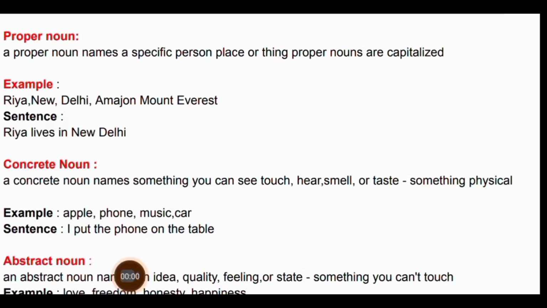Proper noun. A proper noun names a specific person, place, or thing. Proper nouns are capitalized. Example: Ria, New Delhi, Amazon, Mount Everest. Sentence: Ria lives in New Delhi. We will always write it in uppercase.